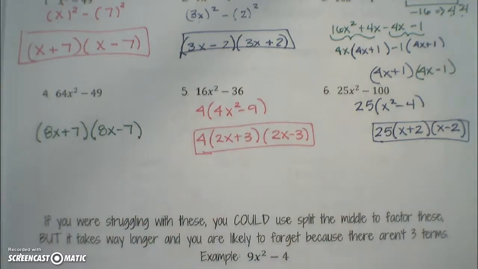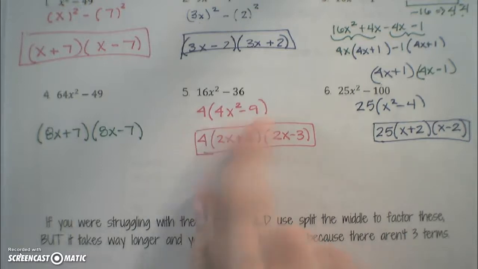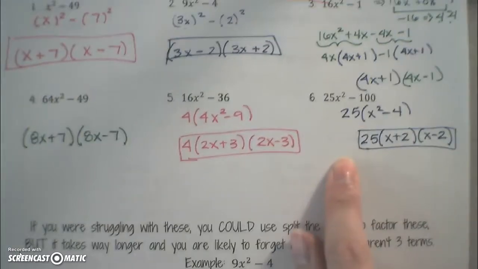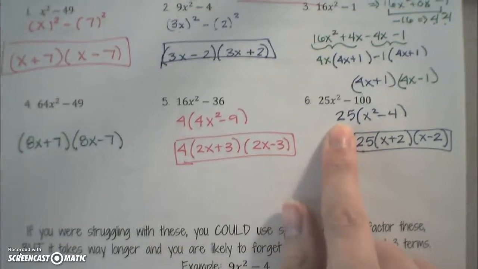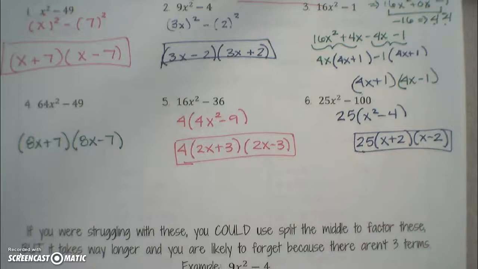So if you got the answer of just splitting it up of 4x minus 9 and 4x plus 9, your answer is technically not correct because there's still a GCF in there. So we want to take that 4 out and then do difference of squares or do the long method, whatever you want to do. But this should be your final answer here with your GCF out front. Same thing with number 6. Pull that 25 out, then do difference of squares for your final answer.